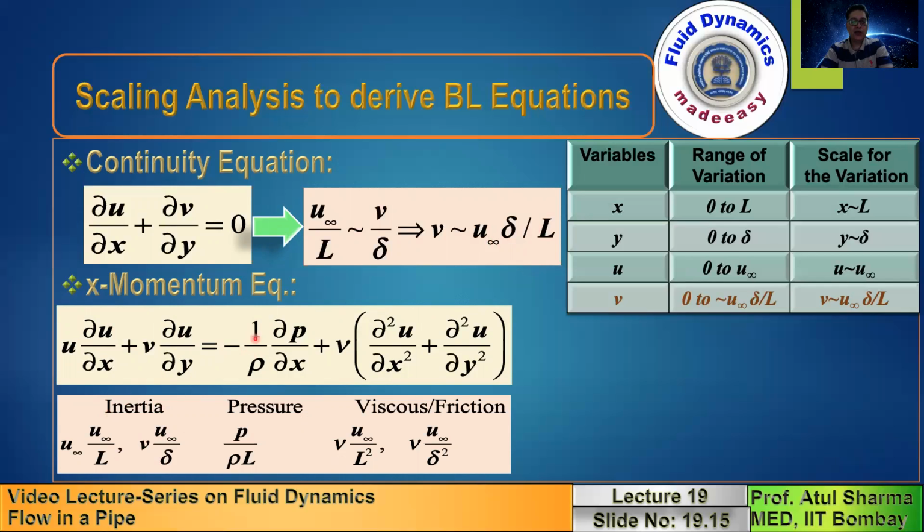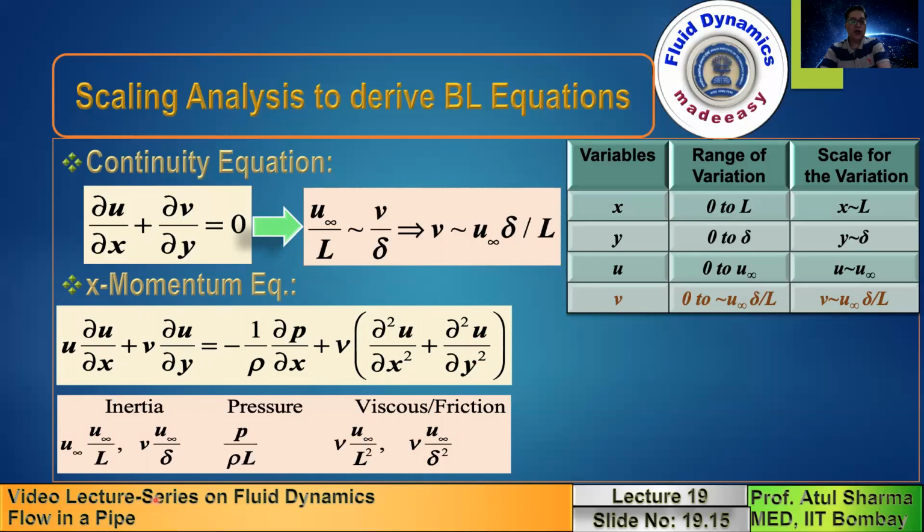And here you have 1 by rho del p by del x, whose order is p divided by L. This is mu del square u by del x square, whose order is u infinity by L square. Mu del square u by del y square has the order mu u infinity by delta square.